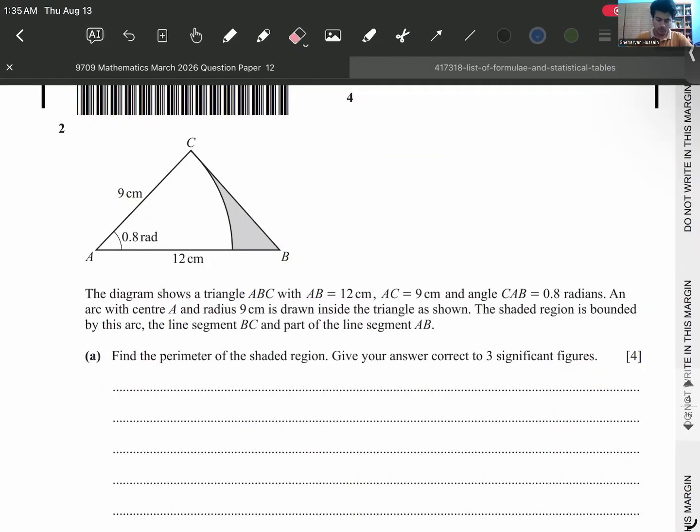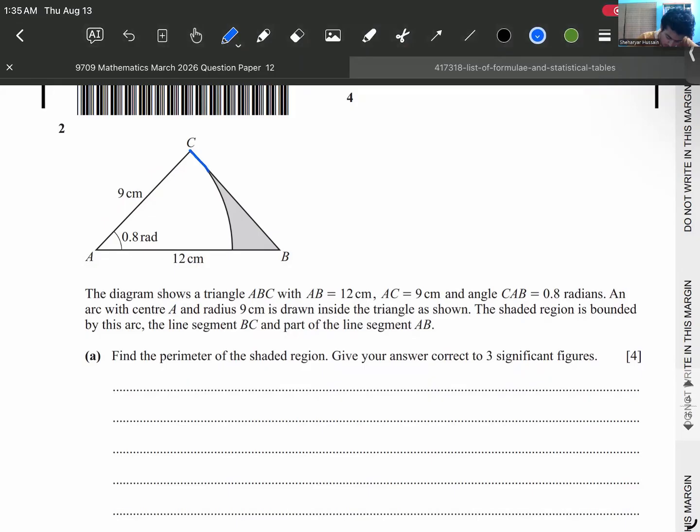Now, let's attempt question number 2. It says that the diagram shows the triangle ABC with AB being 12 centimeters, AC equals 9 centimeters and angle CAB equals 0.8 radians. An arc with center A and radius 9 centimeters is drawn inside the triangle as shown. The shaded region is bounded by this arc, the line segment BC and part of the line segment AB. Find the perimeter of the shaded region.